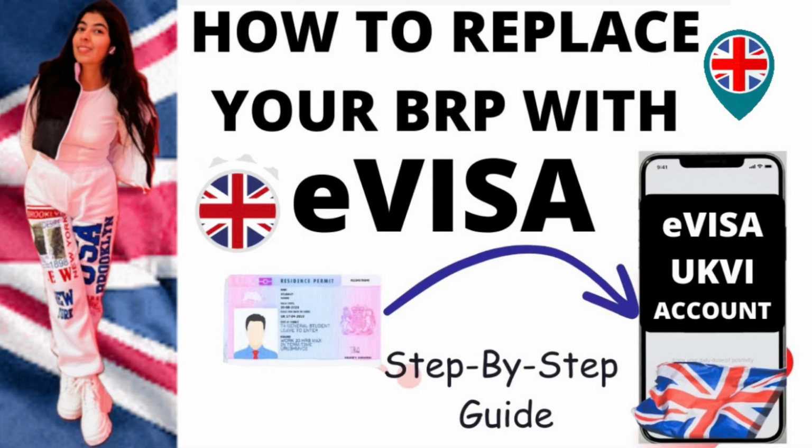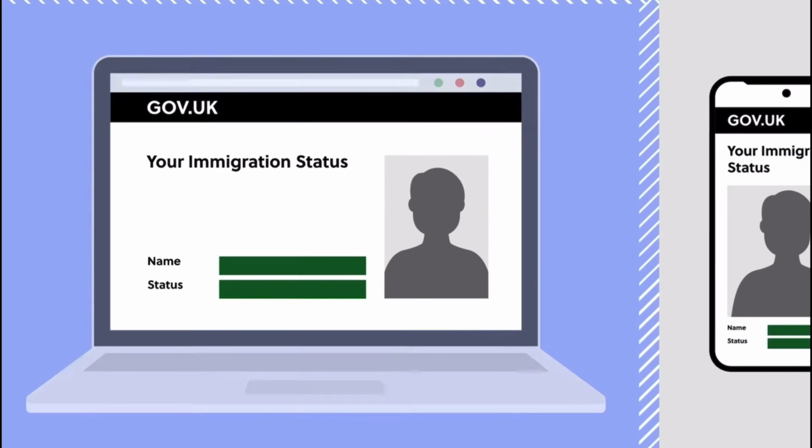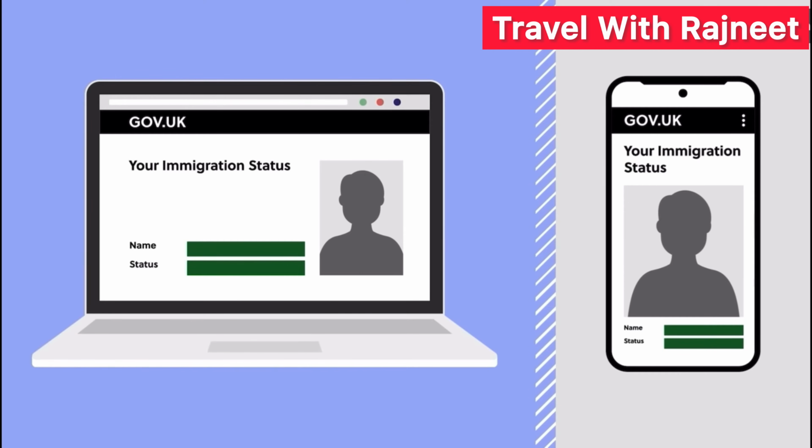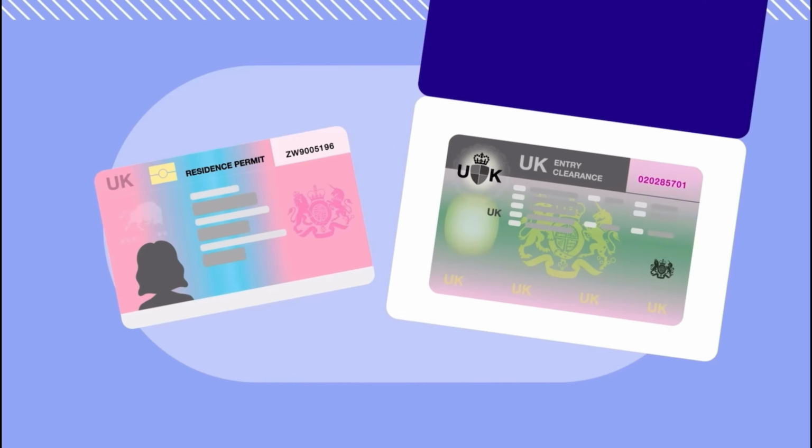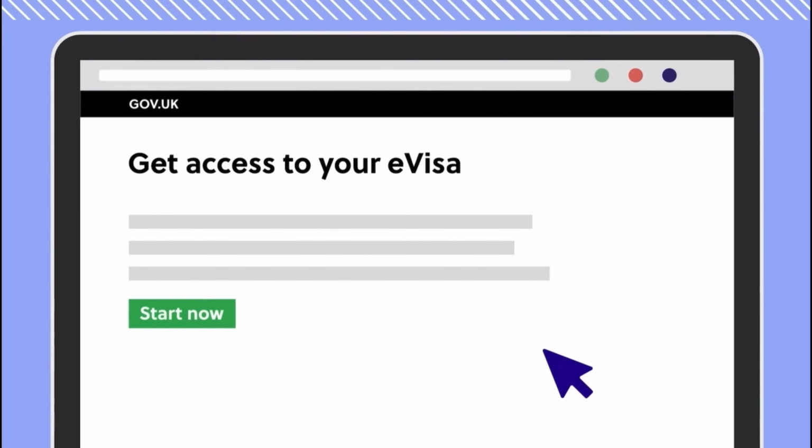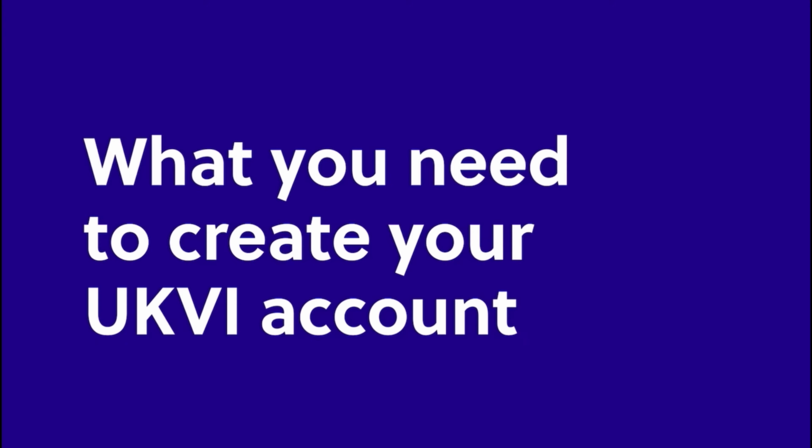Today, we're diving into an important topic for many travelers. The UK border and immigration system is becoming digital. Physical documents are being replaced by eVisas. If you currently have physical proof of your immigration status, such as a biometric residence permit or BRP, or another immigration status document, like a vignette visa sticker inside your passport, then this video is for you. This video will show you how to create your UKVI account so you can access your eVisa.